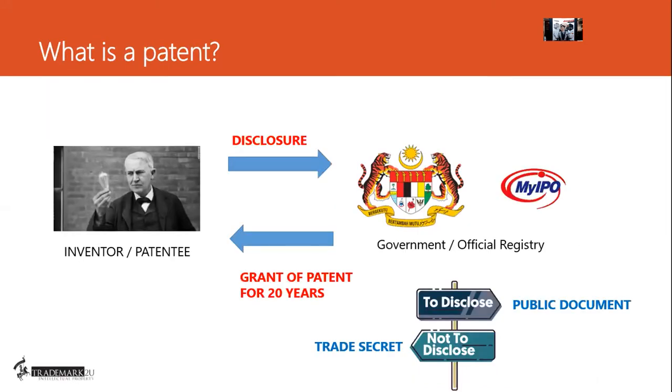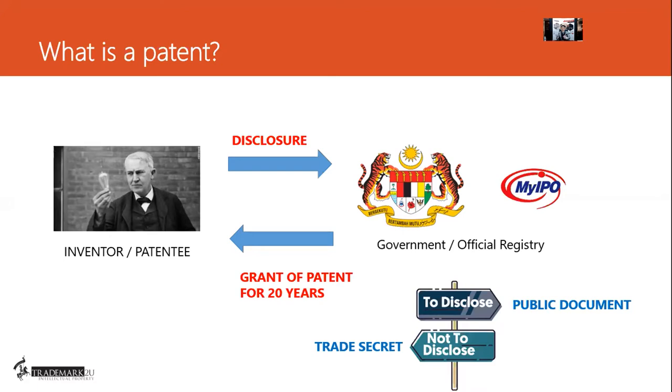So here's the deal. A lot of people came to see me and asked, hey Lawrence, can you do a patent for me? Can you help me patent something? Let me explain in very general terms the relationship between the state and the patentee. You are the inventor, the patentee. By law, you are disclosing your invention to the government, which can be any government, like Singapore, China, or whatever.